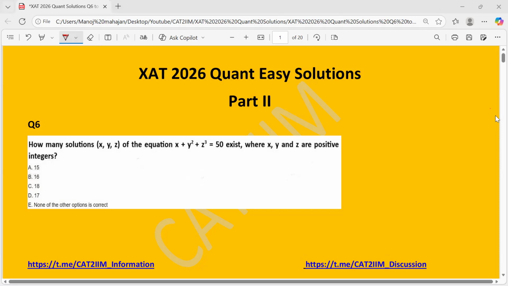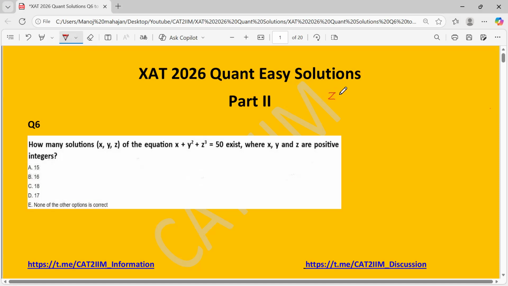Let's have a look at question number 6. Such a question could have been done in XAT 2026. It was more of making cases. If you look over here, we have to look for natural number solutions. They're saying positive integers, that is the same thing. Over here, z is a cube, right? So we should have focused on z first.